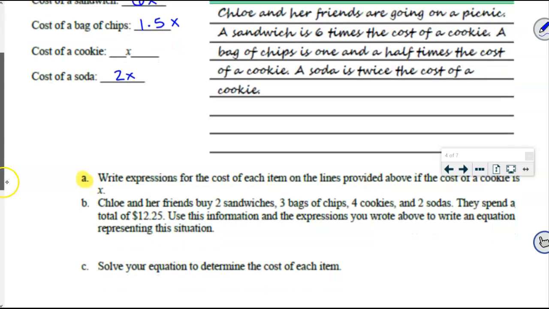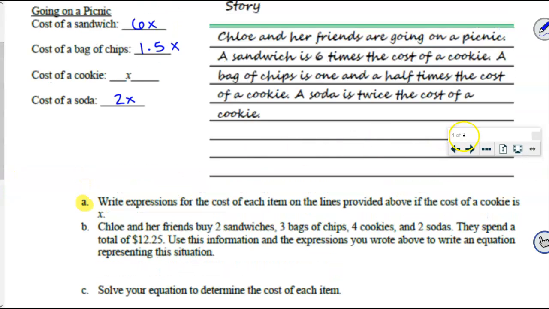So now, let's read the next part. We now know how all of those costs are related, but Chloe and her friends buy 2 sandwiches. Think about how much they're spending if they buy 2 sandwiches. They buy 3 bags of chips. Think about that. 4 cookies and 2 sodas. And they spend a total of $12.25. It's a lot of food for just $12.25.